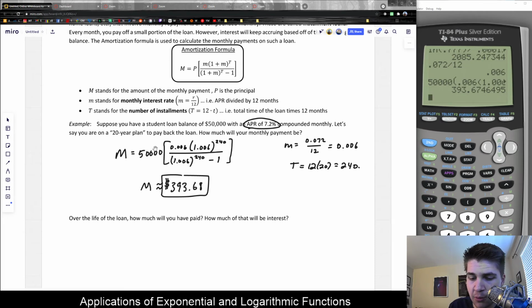But basically, the total paid is always equal to the number of installments times the monthly payment, MT. That's just because this is how much I'm paying every month, and this is how many installments I pay. So multiplying the number of installments by the installment amount will give you how much you're paying over the course of those 20 years.